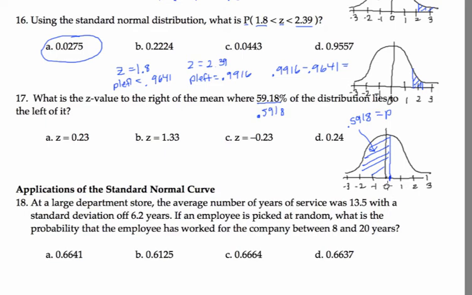And then I'm looking for the z-score that goes with that. So I go to my table and I look in the middle. Look in the middle numbers and try to find 0.5918, or as close as you can get to it. Then look at the z-scores on the outside and find the z-score that matches up with that. When you do that, you get a z-score of 0.23.